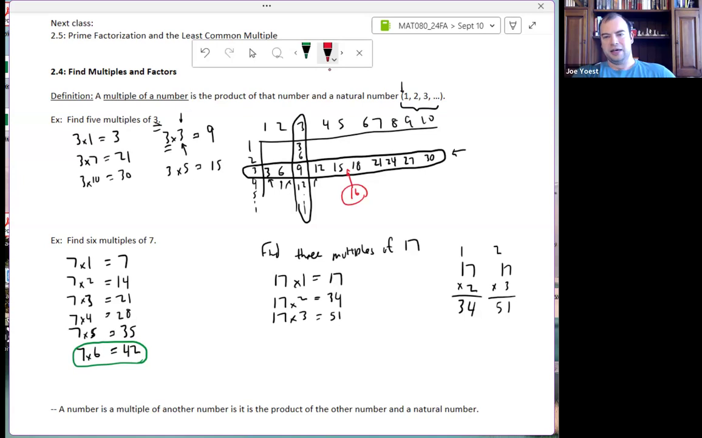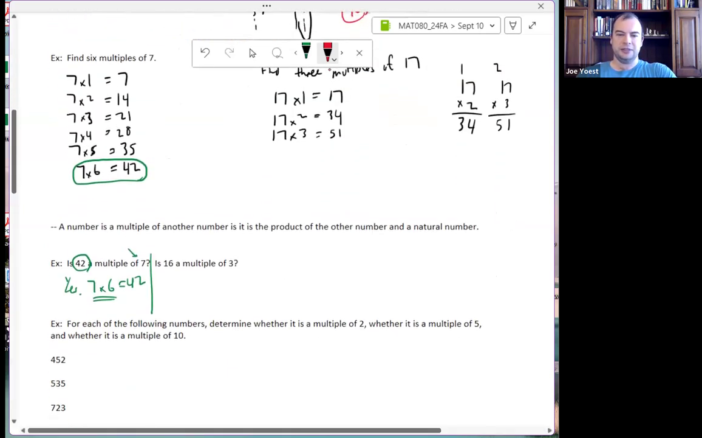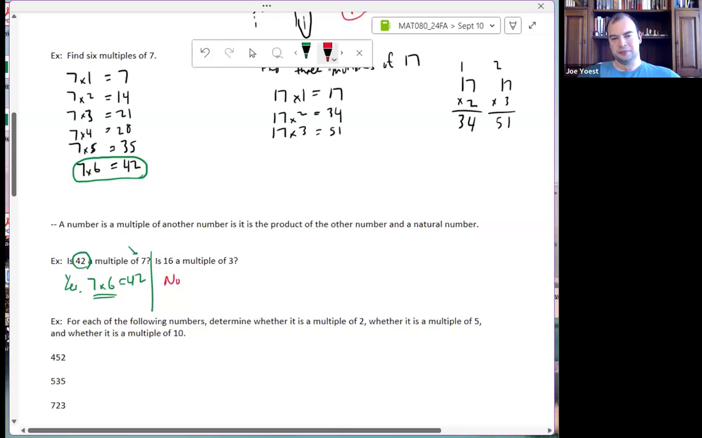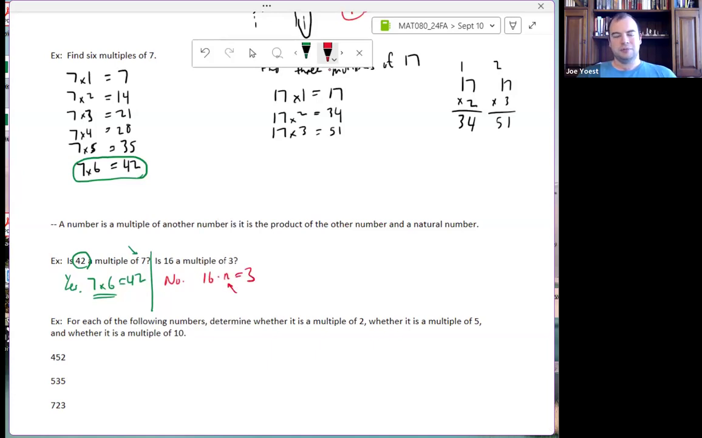So I see that 3 times 5 is 15, 3 times 6 is 18. There are no multiples of 3 between 15 and 18 because there are no natural numbers between 5 and 6. If I keep going this direction, my numbers just get bigger than 18, or this direction, they get smaller than 15. So 16 is not a multiple of 3. No, because if I did, 16 times n equals 3, there's no natural number n I can put in there.